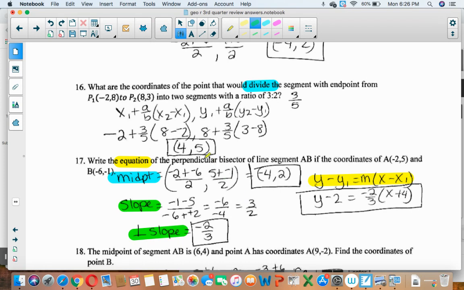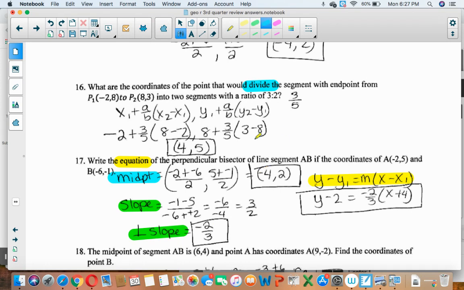Now it's perpendicular, so I don't want a slope of 3/2. I have to flip it and change the sign. So my slope is going to be negative 2/3. And then I finally write the equation. So using this midpoint and this slope, that's what I'm using to plug in to write my equation.